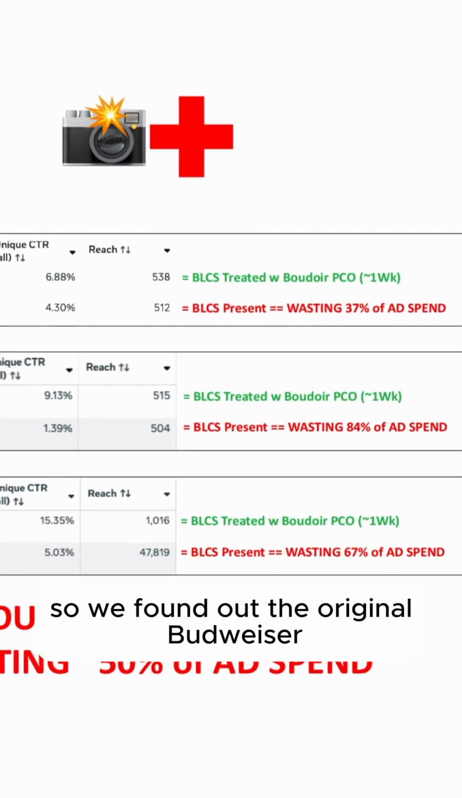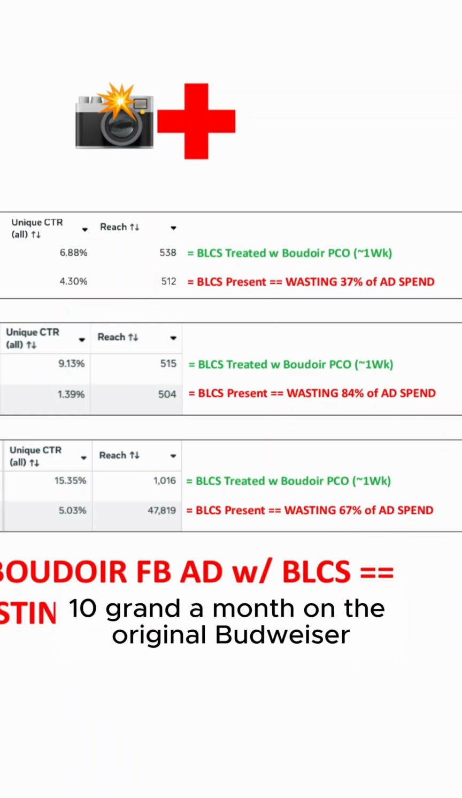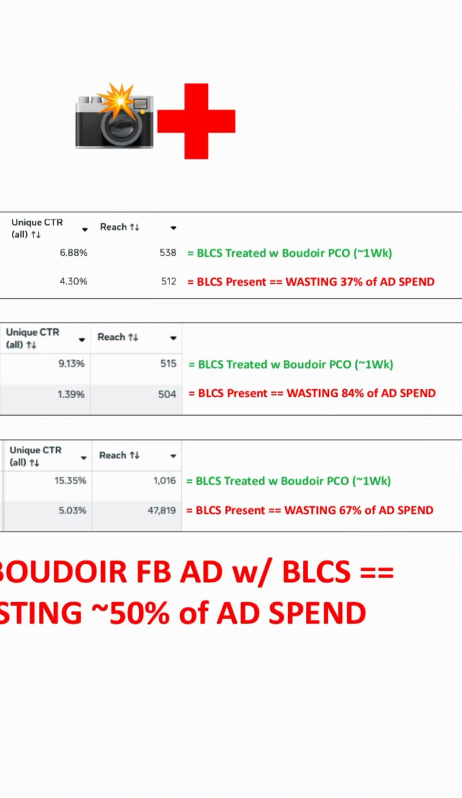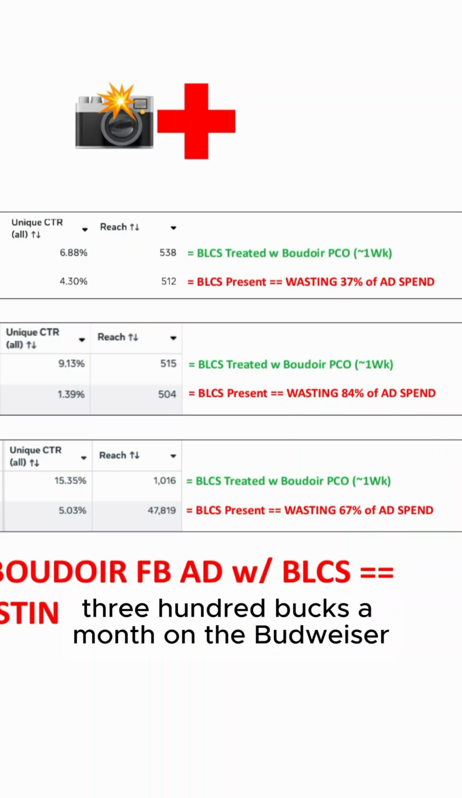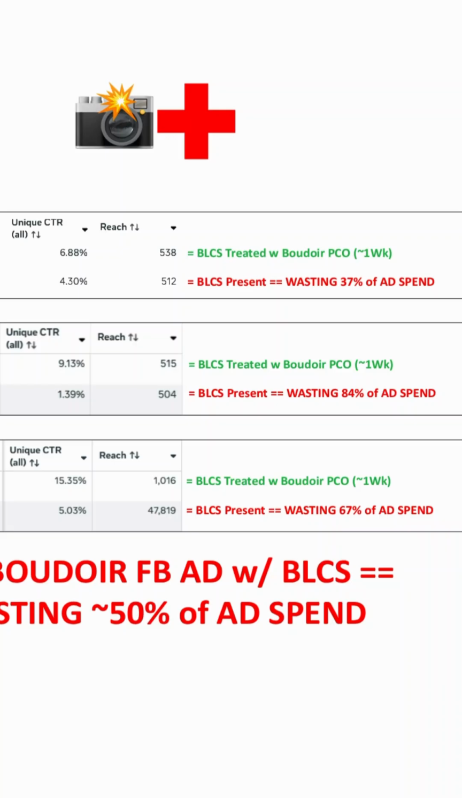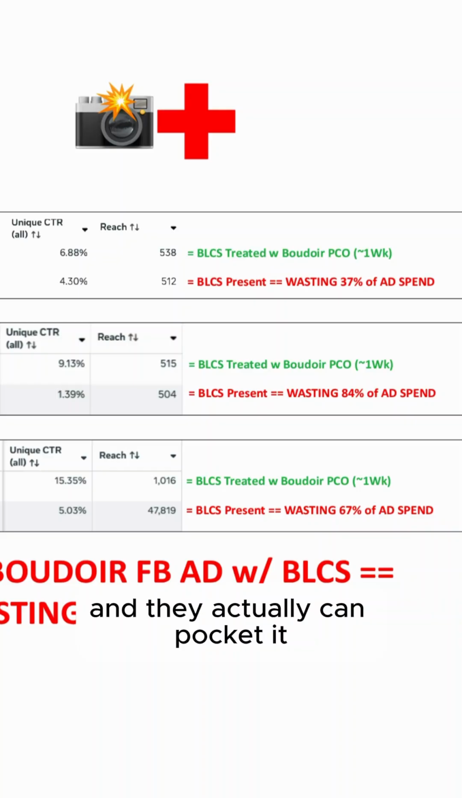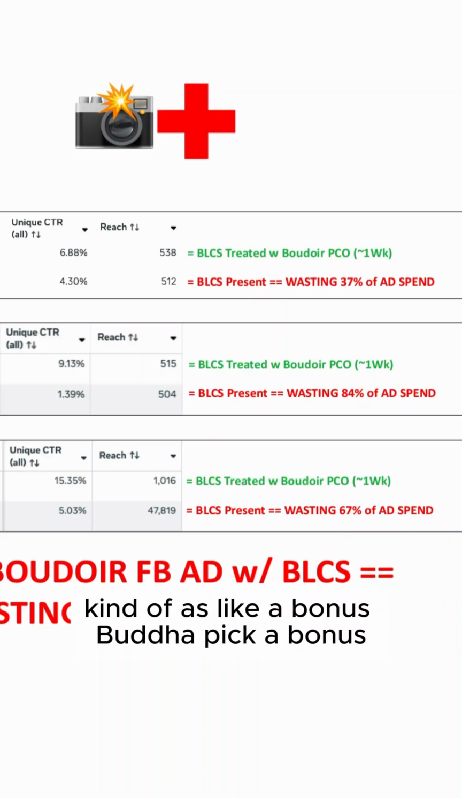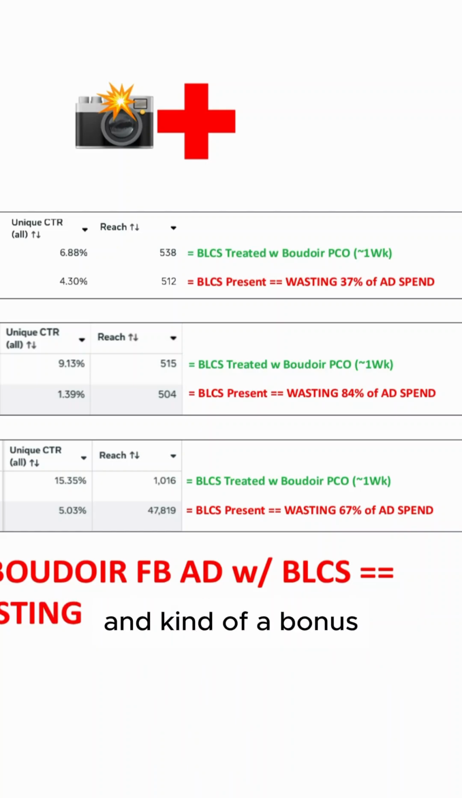So we found out the original Boudoir Facebook ad was wasting 37% of ad spend, which means that they're spending 10 grand a month on the original Boudoir Facebook ad. Now they only need to spend 6,300 bucks a month on the Boudoir Pico treated ad to get their ad into the same number of women's brains. So they no longer have to spend that money, and they actually can pocket it as a bonus, a Boudoir Pico bonus. They just don't spend it because it would have all been wasted anyways. A $3,700 a month bonus.